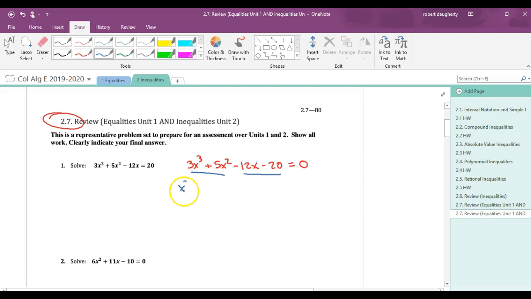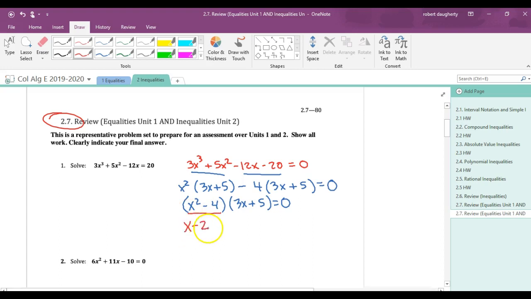So let's factor out an x squared, and I'm left with 3x plus 5. Copy down that minus sign. It looks like I could factor out a negative 4, and that would leave me 3x plus 5 equals 0. So this is x squared minus 4, 3x plus 5 equals 0. Always be asking, is there another factor method? This is the difference of squares. So this final answer is x minus 2, x plus 2, 3x plus 5 equals 0. That's the final factorization, sorry.